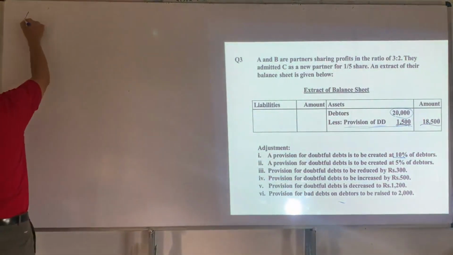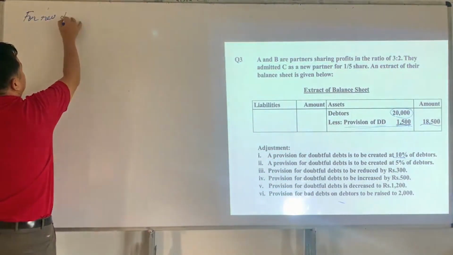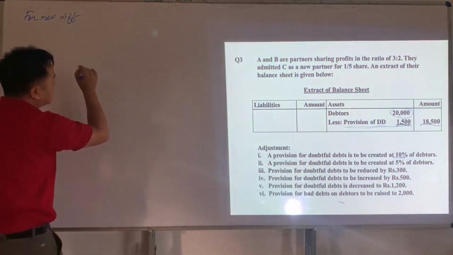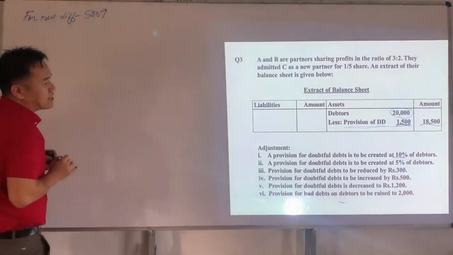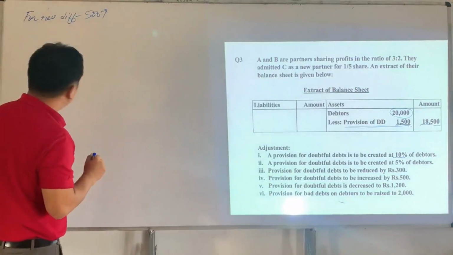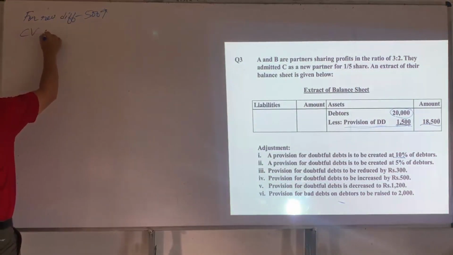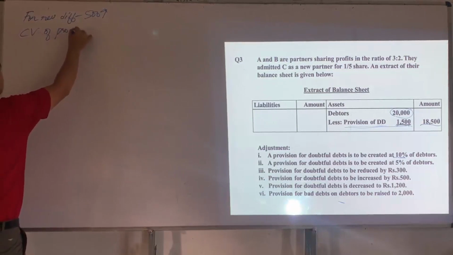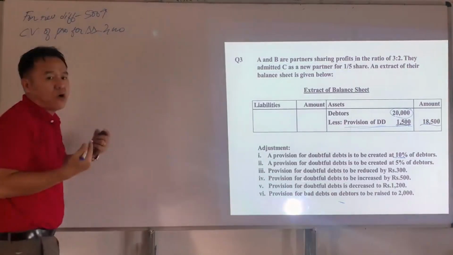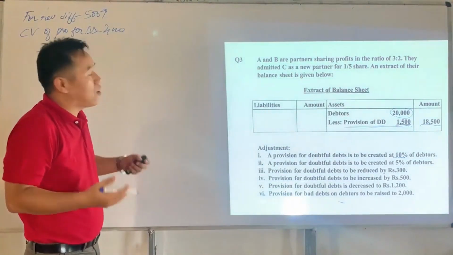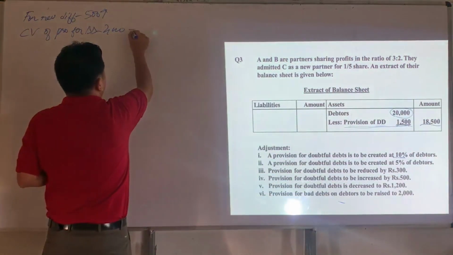So for revaluation, we need to take difference amount. So what is the difference amount? The difference amount is 500. So here provision for doubtful debt is increased by 500. Now tell me, what is the current value of provision for doubtful debt? Current value of provision for doubtful debt is 2,000, which will be shown on the asset side of the balance sheet, and it is deducted from debtor.